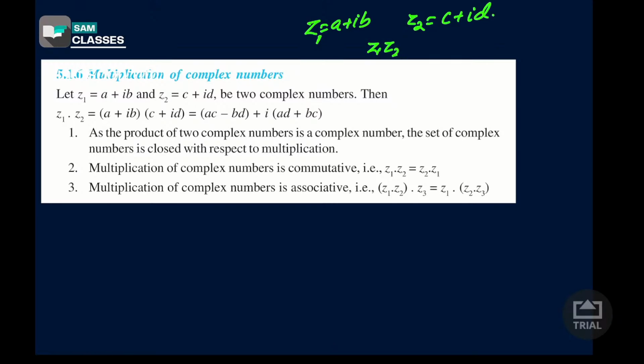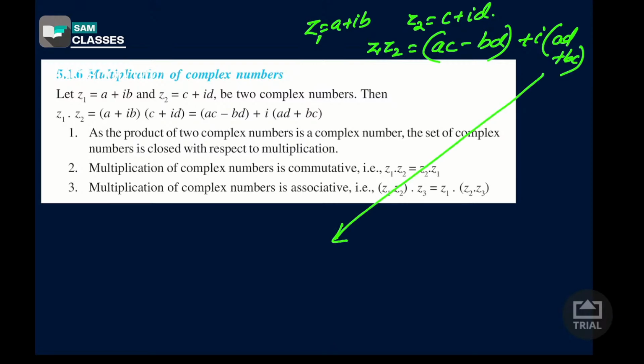so if I do z1, z2, what will I get? AC minus BD plus i times (AD plus BC). Everybody got this part? Multiplication, do tell me. If not, I'll show it. Just multiply.